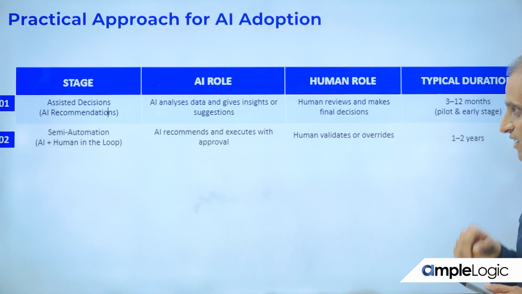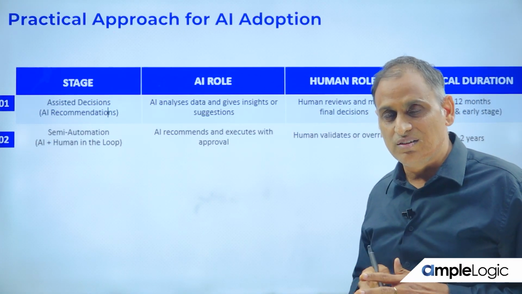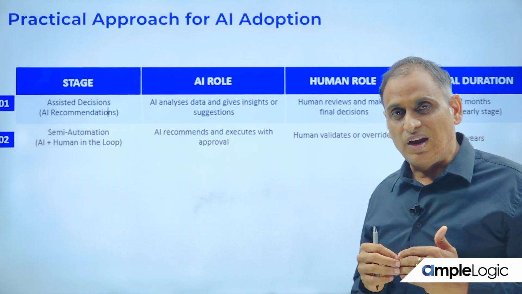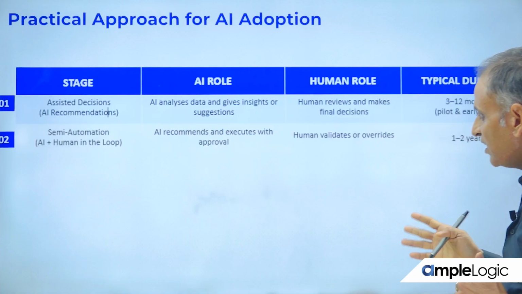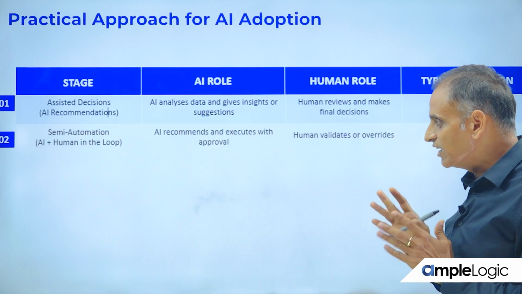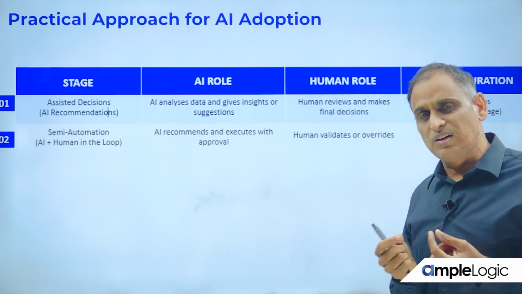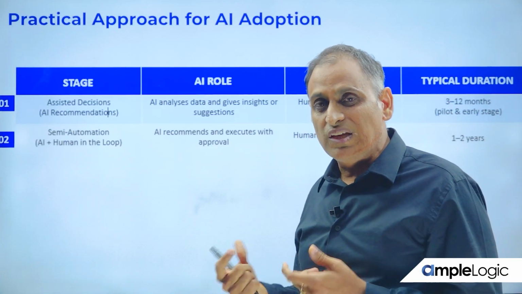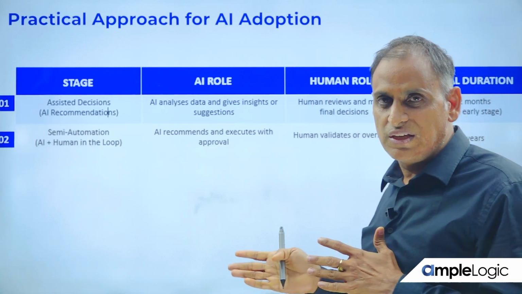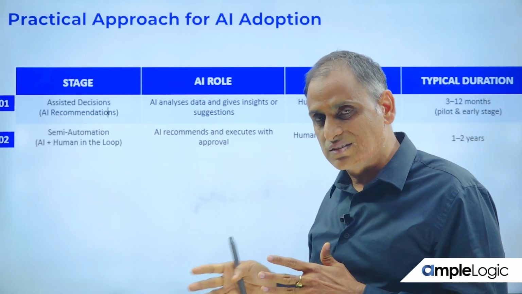Then the second stage is semi-automation. AI is going to be matured, and at the same time the human is going to be in the loop, right? So the AI recommends and the executive executes with approvals. There are certain things which we can talk about in some of the examples which I will be sharing with you in the coming slides.